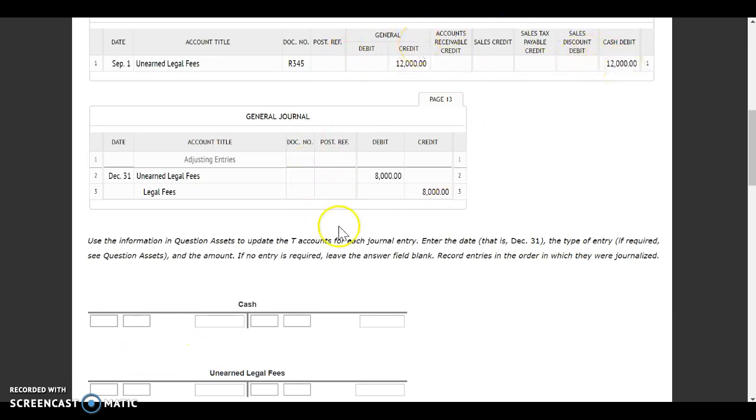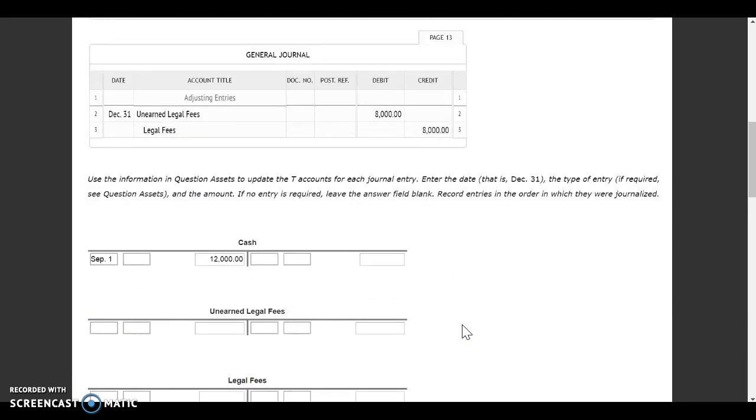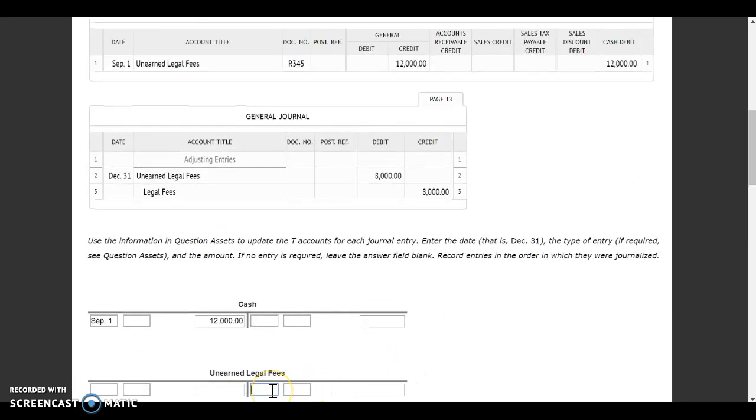So our first one, we're debiting cash. So I'm going to put in our date, September 1. I don't need to have a description for this one. And I debited cash for $12,000. Okay, then I credited unearned legal fees for 12,000. So I'm going to go to that T account, September 1st. I don't need a description and a credit of 12,000.